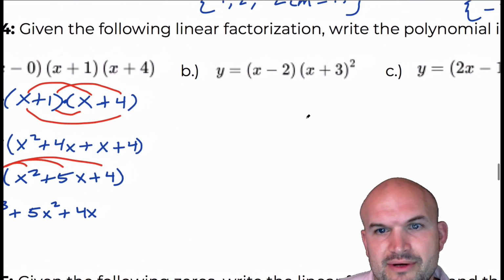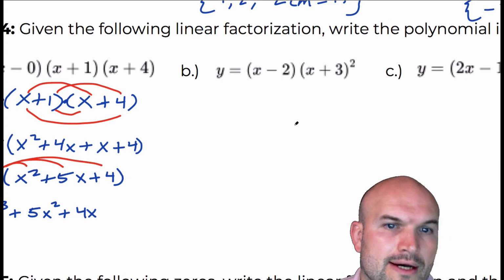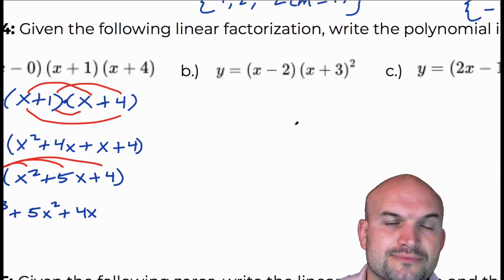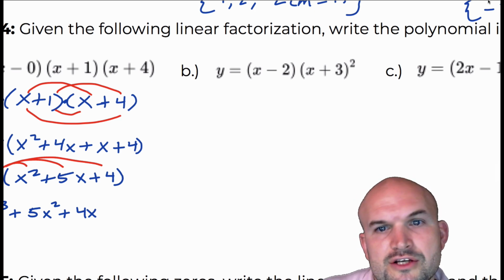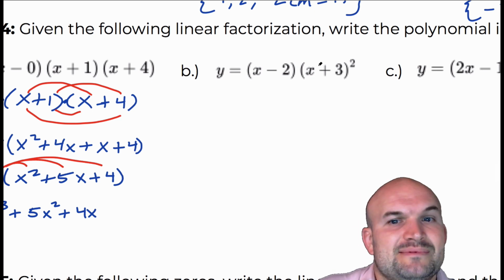Now for this next one, I'm going to break this one apart, but when we get to ones that are similar to this, I'm going to go through the simplified process. So remember here we have x plus 3 squared, so that means it's repeated. It's x plus 3 times x plus 3.